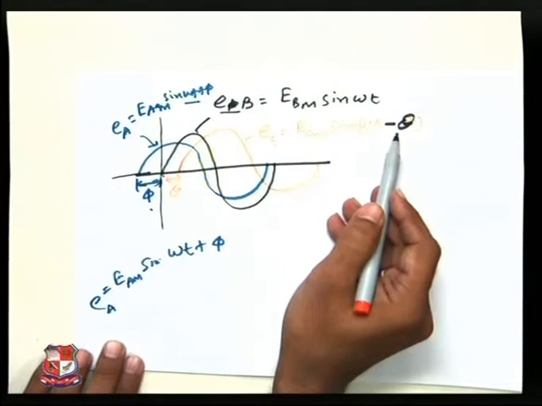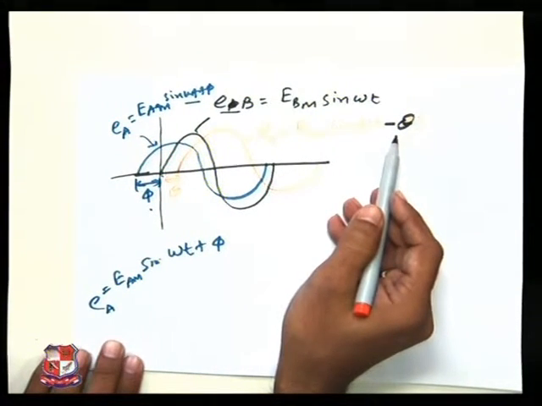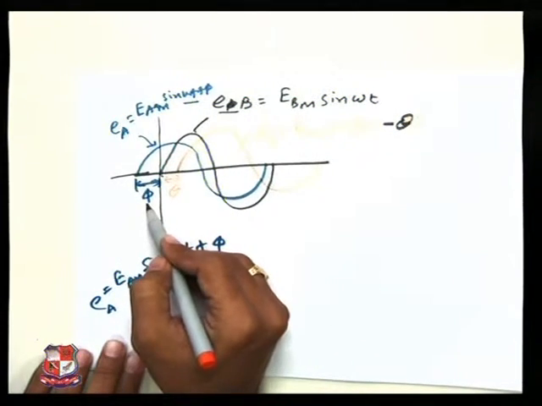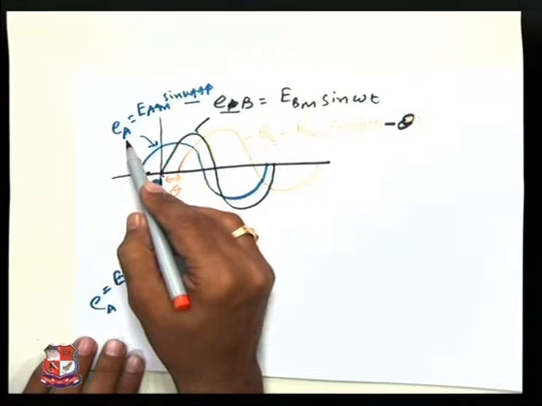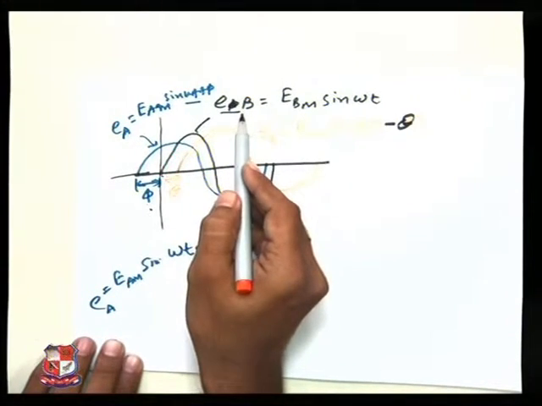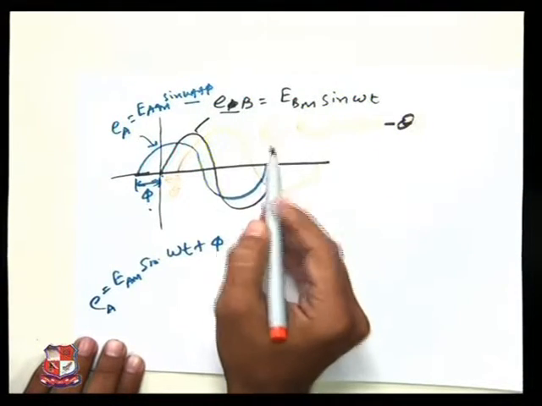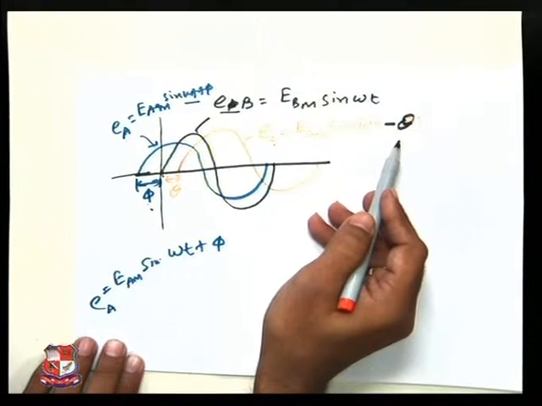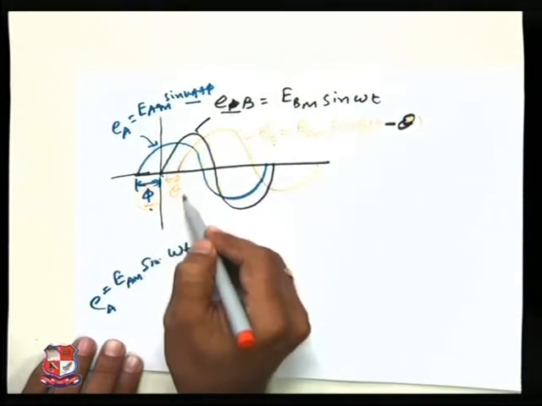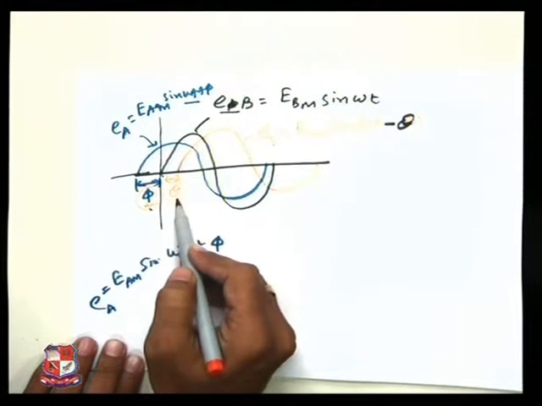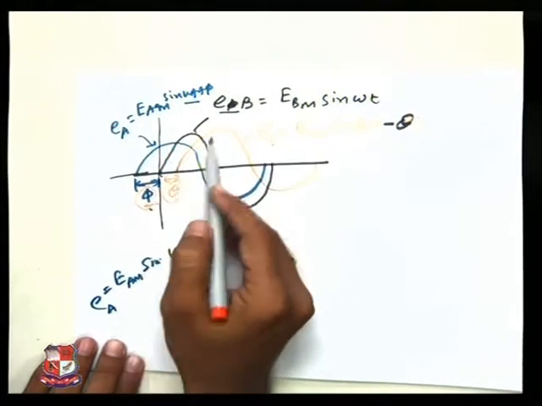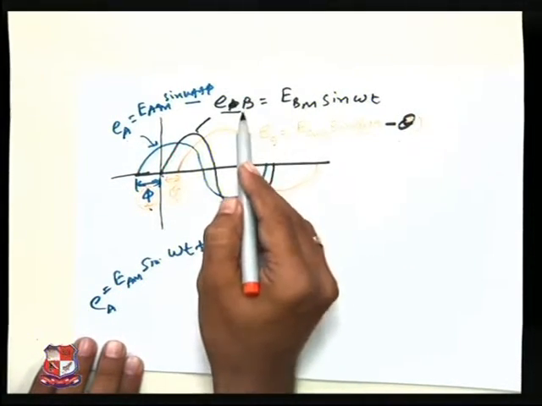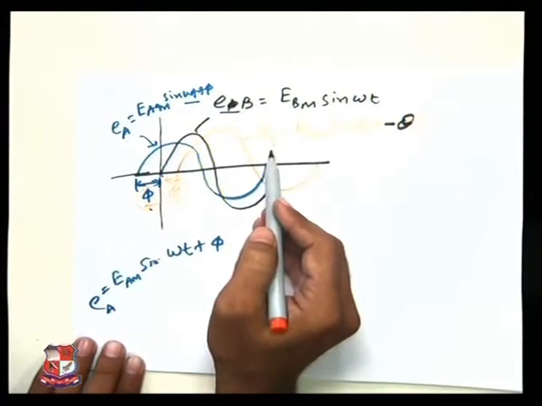EA leads EB by angle 5 degrees, and EC lags behind EB by theta degrees. Here theta and 5 are phase differences. Let us see here.